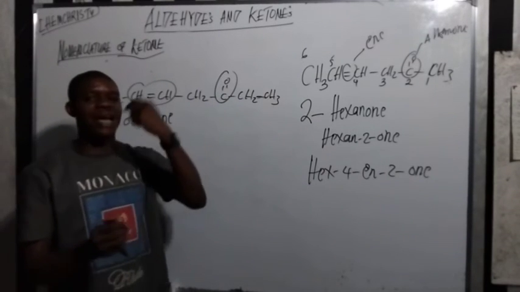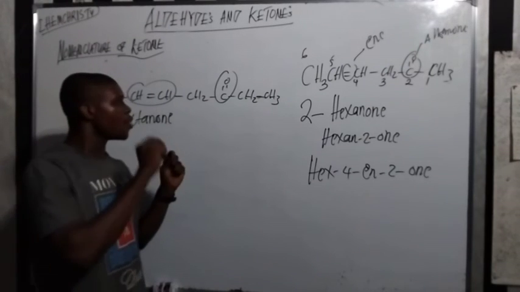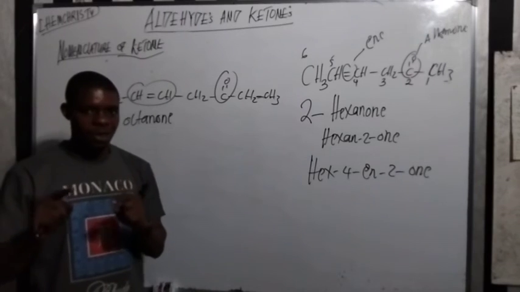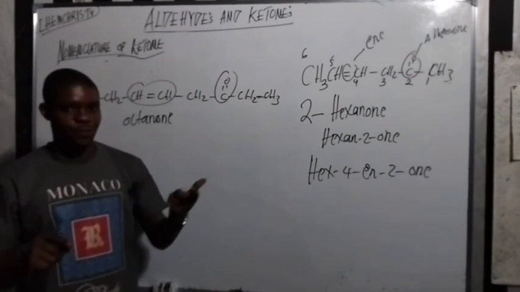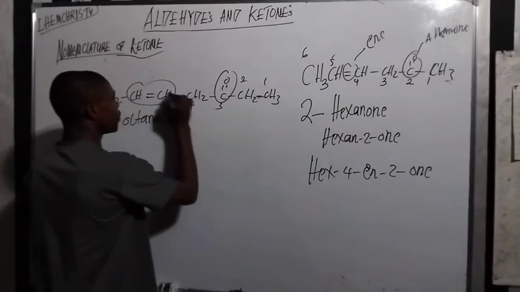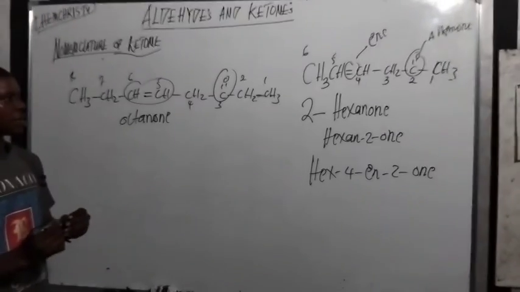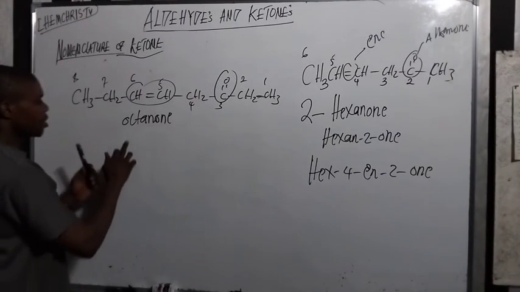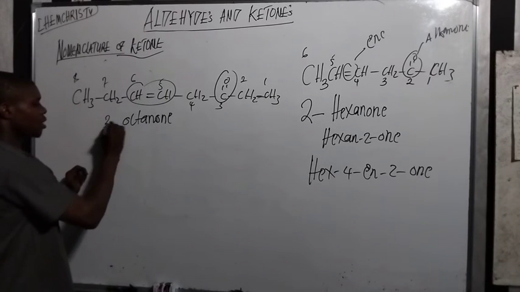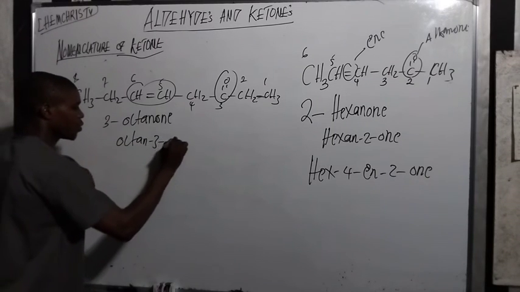But this one has higher priority. So the parent functional group of this compound is what? Alkanone. Do you understand? So we number by the lowest possible number. I'm going to start from here: 1, 2, 3, 4, 5, 6, 7, and 8. Right? So the name is going to be octa, or you can say 3-octanone, or octa-3-one.